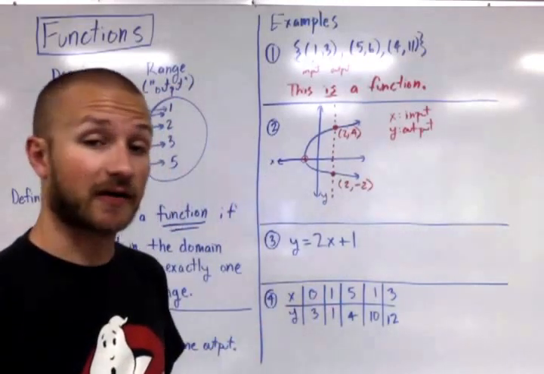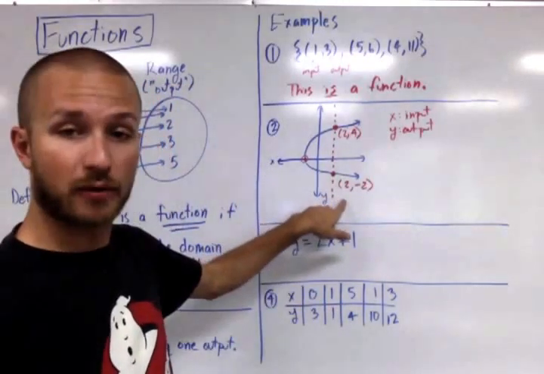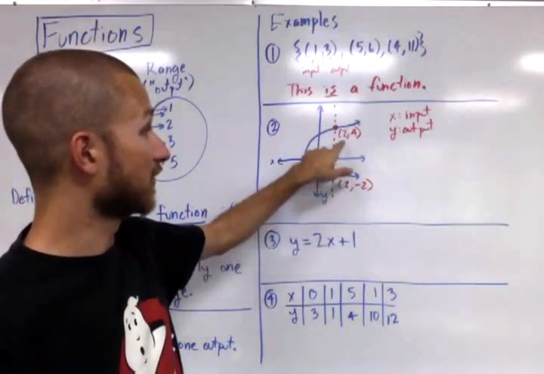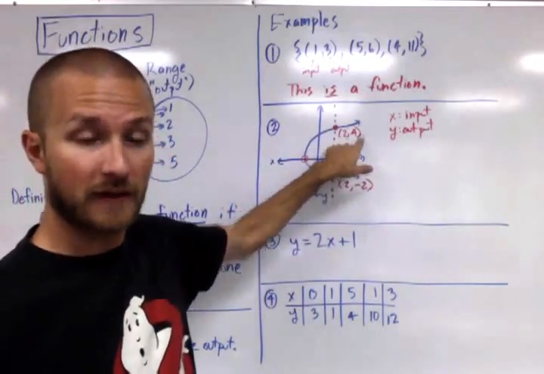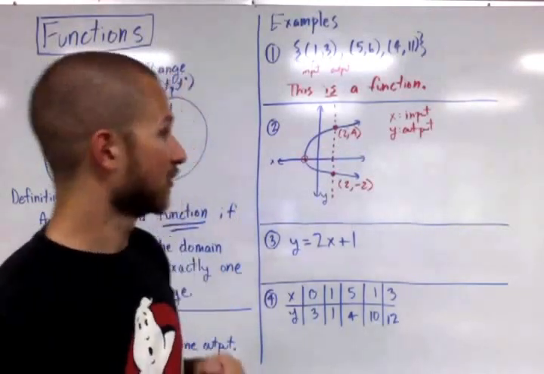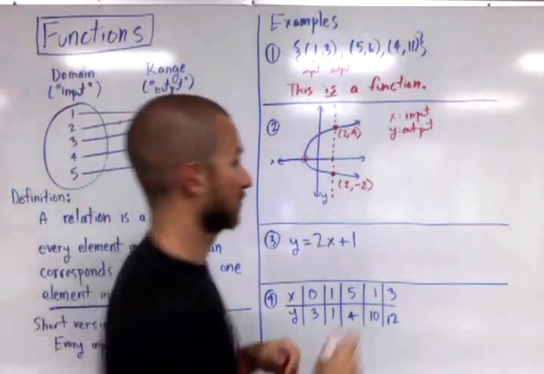Okay. And now here you can see, we have an input of 2 that has an output of -2. We have an input of 2 that has an output of 4. That means that one input has 2 different outputs, which makes this not a function.